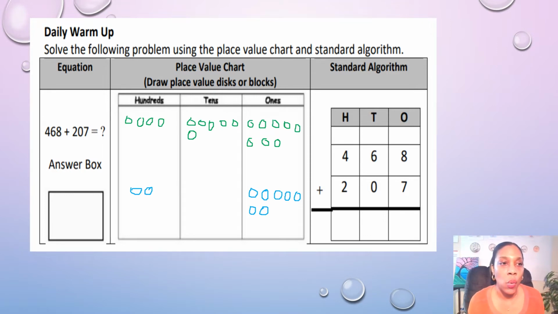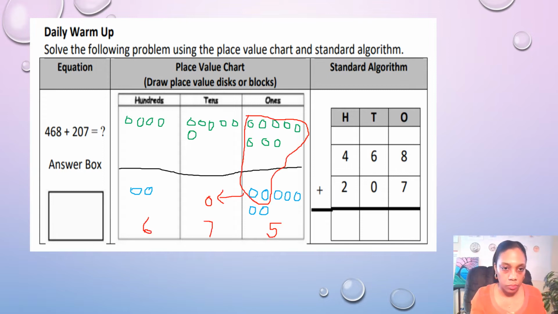All right, so what we're going to do first, we had to draw out the number 468. I did that in green with 4 hundreds, 6 tens, and 8 ones. Next, I had to draw out the number 207, and I did that in the blue color. Now, let's add them together. So, what I did, I was able to draw the numbers out first in 2 different colors. Then, I decided to add them together.